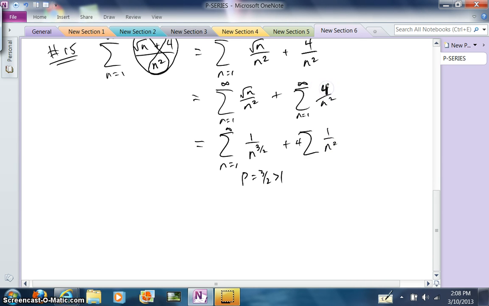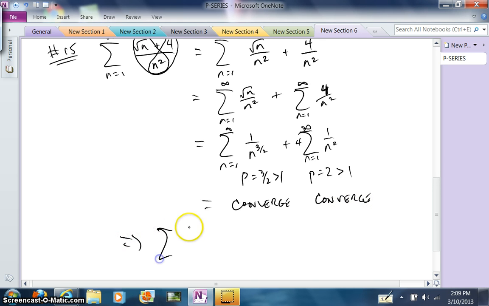So every single term is going to be multiplied by 4, and that is the same as just pulling the 4 out in front. This is a p-series where p equals 2, which is greater than 1. So this converges, and that converges. Together they converge. So the original series, now that I've done that analysis, the original series converges.